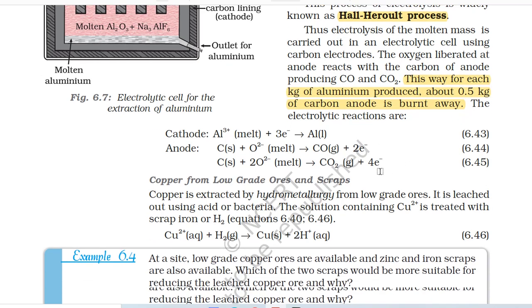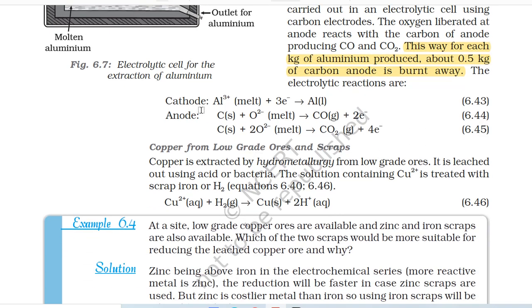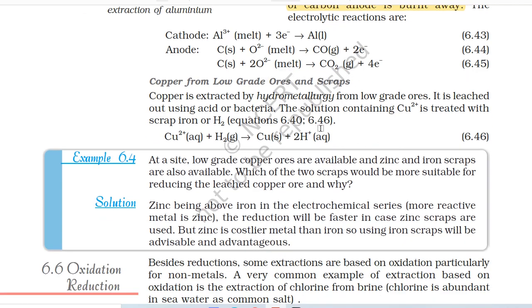The electrolytic reactions are: at the cathode, Al3+ (melt) + 3e- gives Al (liquid). At the anode, C (solid) + O2- (melt) gives CO (gas) + 2e-. C (solid) + 2O2- (melt) gives CO2 (gas) + 4e-.